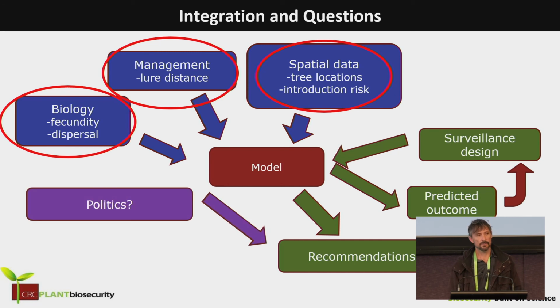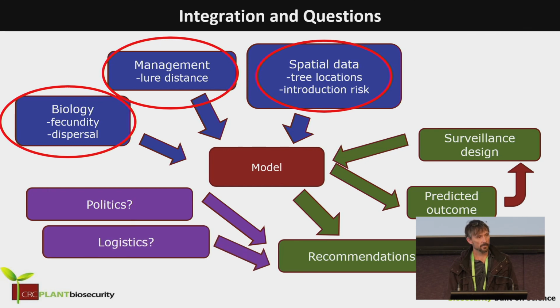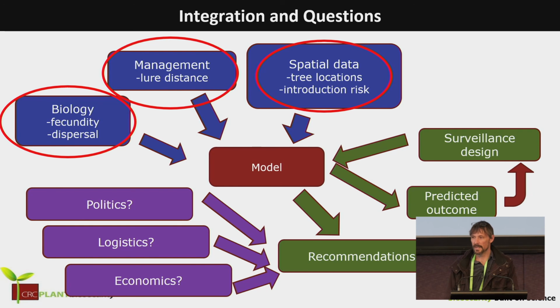And then we can ask questions like, well, these are recommendations, but how well are they going to fit with politics? How well will they fit with simple logistics? And also, how does the economics stack up? For sure, having twice as many traps is going to be more effective, but is it worth the cost? And therefore, we can get rid of these pests that we don't want.